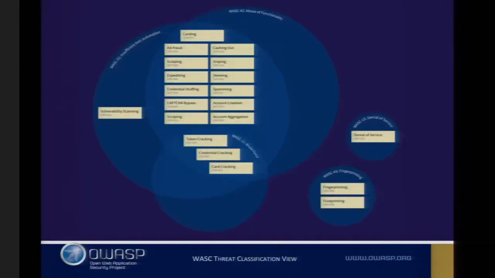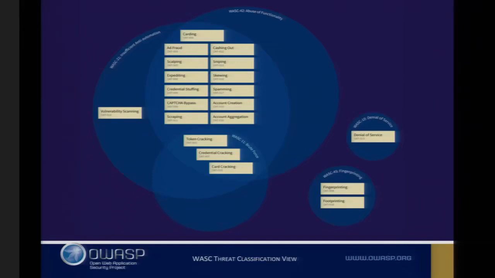So, moving back to look at where those threats in the ontology reference other things. In the Web Application Security Consortium's threat classification view, there's a large cluster of all these things within what I would say were WASC 42, abuse of functionality, and insufficient anti-automation.